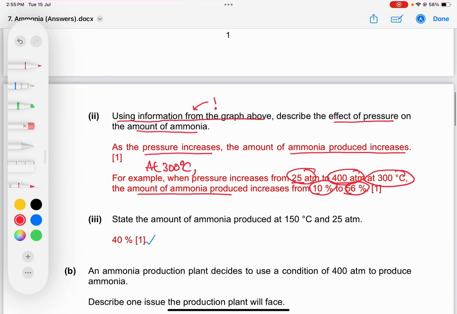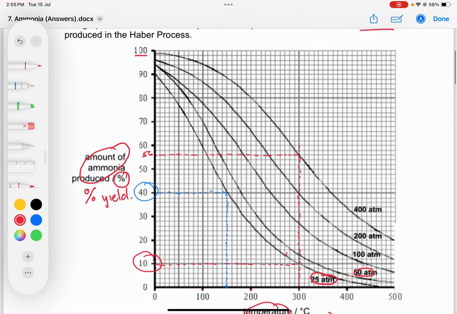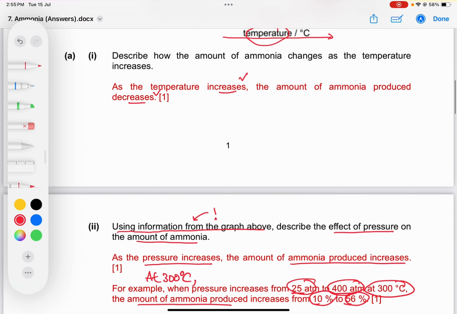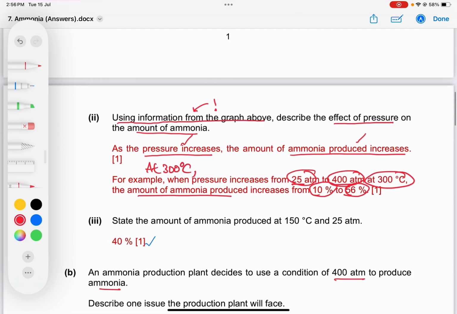Okay, next one. An ammonia production plant decides to use a condition of 400 atm to produce ammonia. So actually it's a good thing to use 400 atm because you realize at 400 atm, the pressure is high, my yield is definitely higher. As you can see, based on our description, as pressure increases, the amount of ammonia produced also increases. Okay, so that's good. But what is the one issue that the production plant will face?